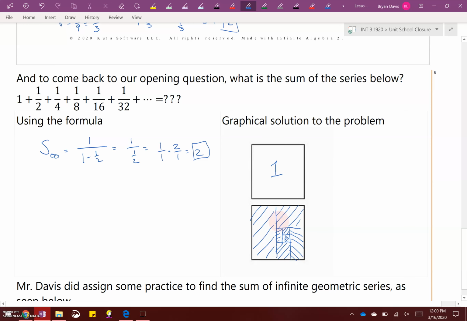So the infinite sum of this would be 1 plus 1, or 2, which is exactly what we got from the formula. I just love this graphical solution.